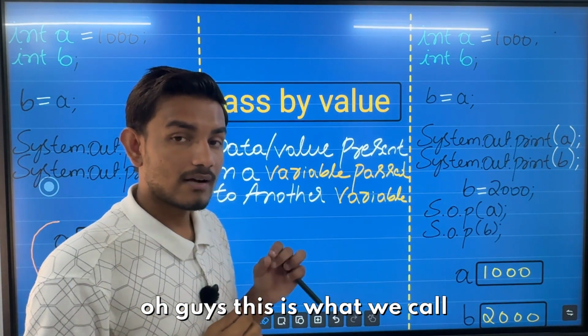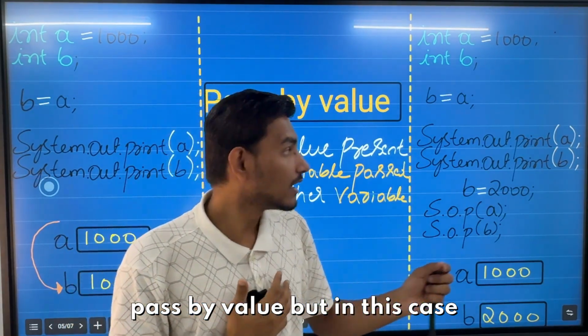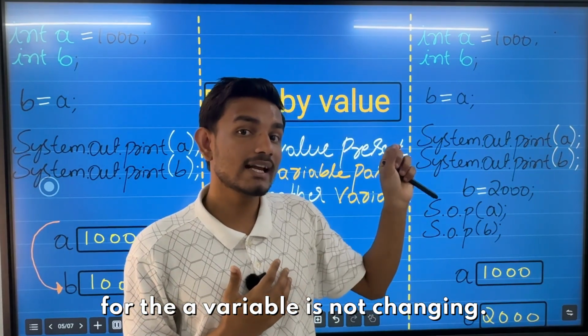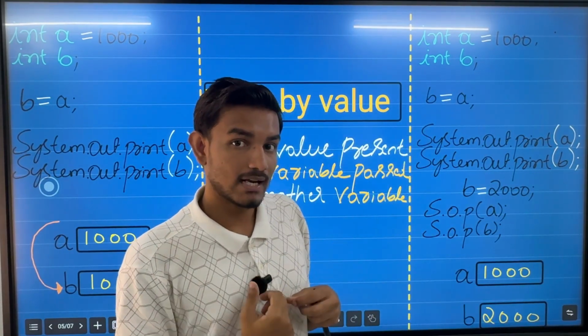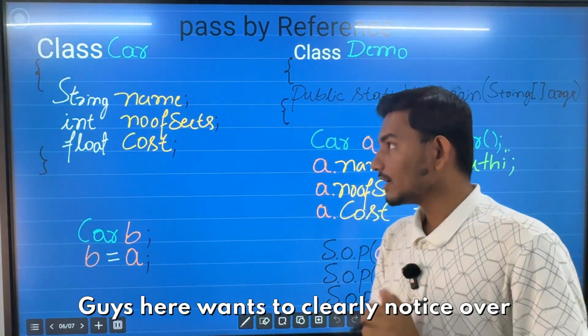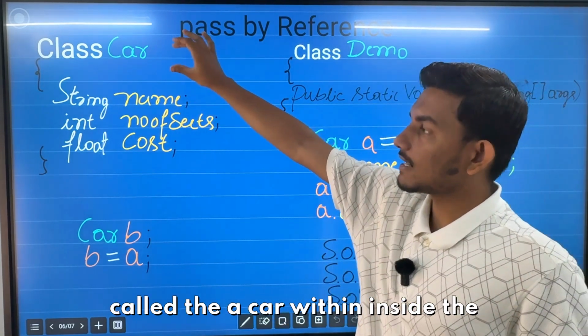Now guys, this is what we call pass by value, but in this case your original value, that is 1000 for the a variable, is not changing. Okay, pass by reference. Guys, here once you clearly notice, I had created the class called car.